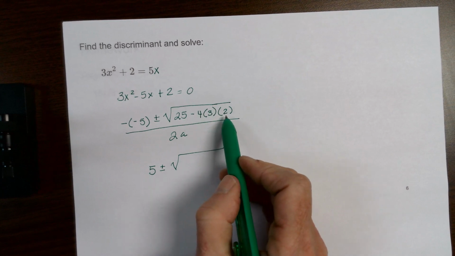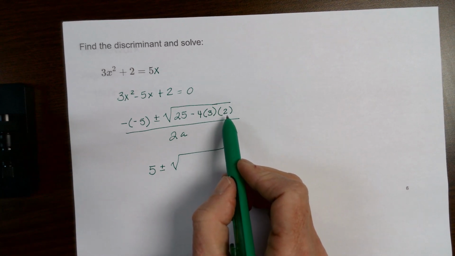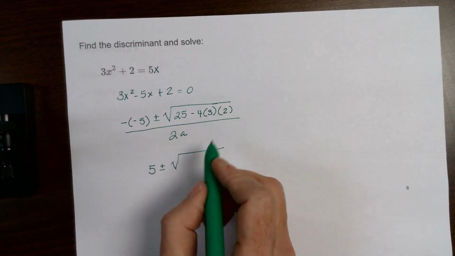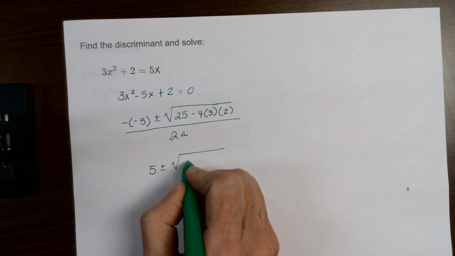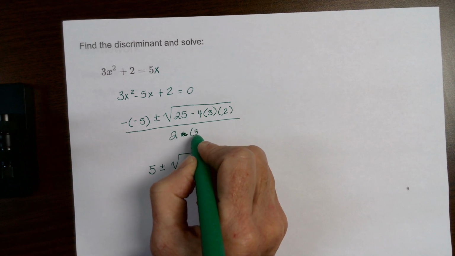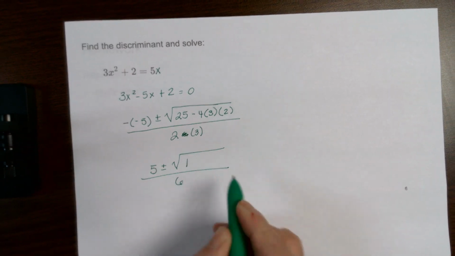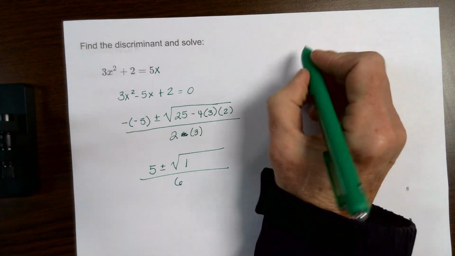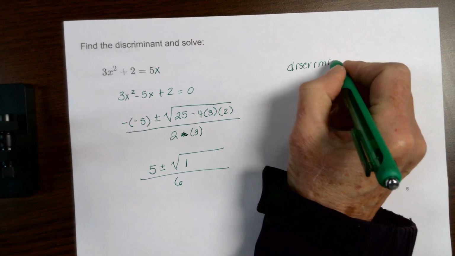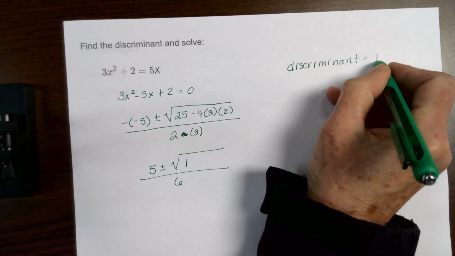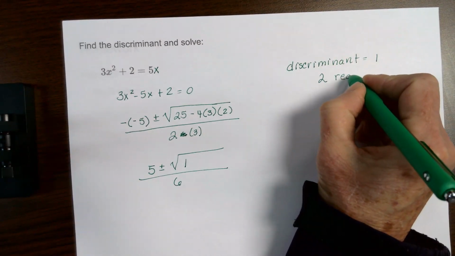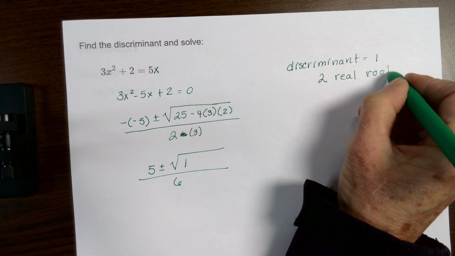So I have a 5 plus or minus. I've got to do this part first, so I have 12 times 2, which is 24. So that's going to give me 25 minus 24, which is going to give me a 1 there. Oh, and I forgot to put the a here, so that should have been a 3. Okay, over 6. Now notice the value of the discriminant equals 1. So that's a positive root, so there's going to be two real roots or solutions or zeros.